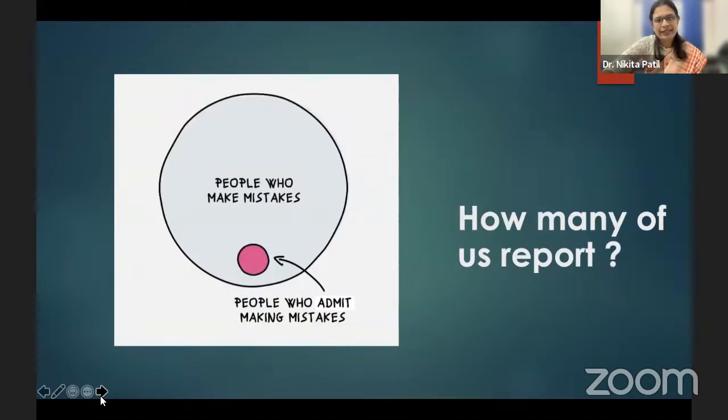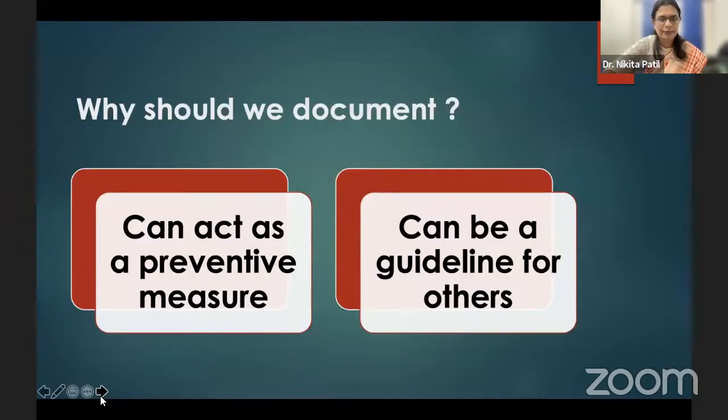Very important slide again. People make mistakes, not only in OT, but everybody of us. And a very, very small part of us admit, yes, I made a mistake. How many of us report? First, I have to admit, yes, I made a mistake. Then I have to report, and then I have to work on it, so that this mistake should not be repeated by others. Why should we document? Why should we report? It can act as a preventive measure and can be a guideline for others.